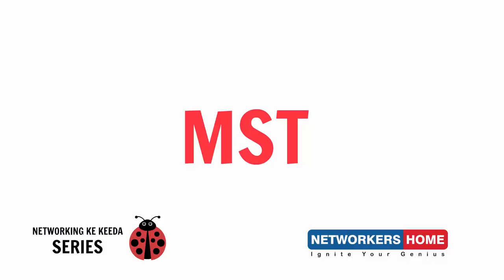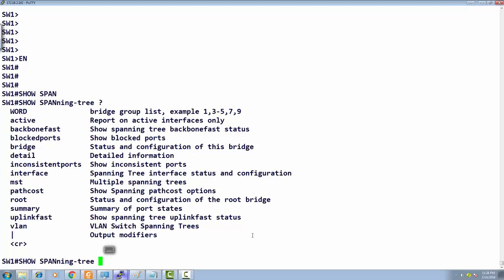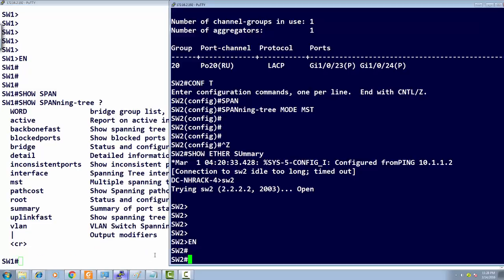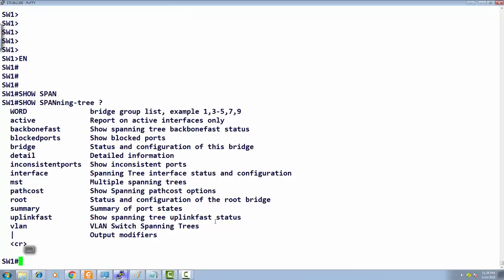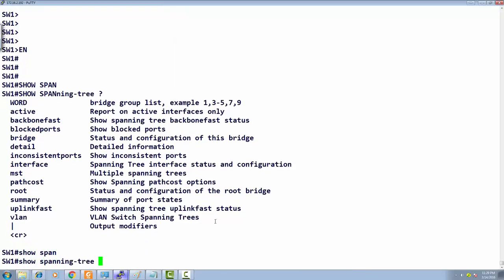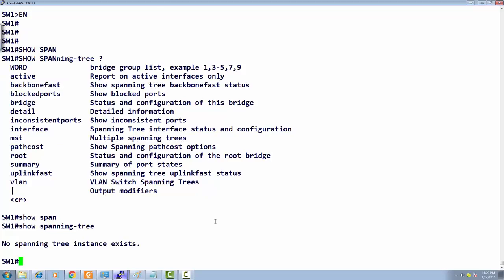Alright friends, we are doing another video, and in this video I'm going to do MST configuration. So I have two switches, switch 1 and switch 2. Both are running right now, I think, per VLAN spanning tree. So show spanning tree.